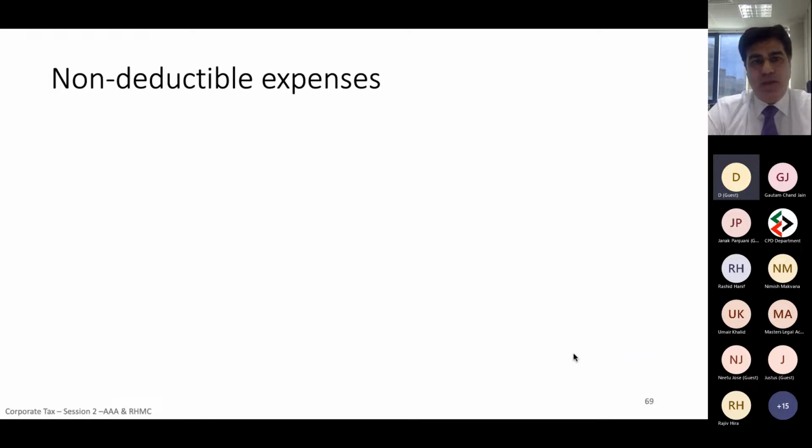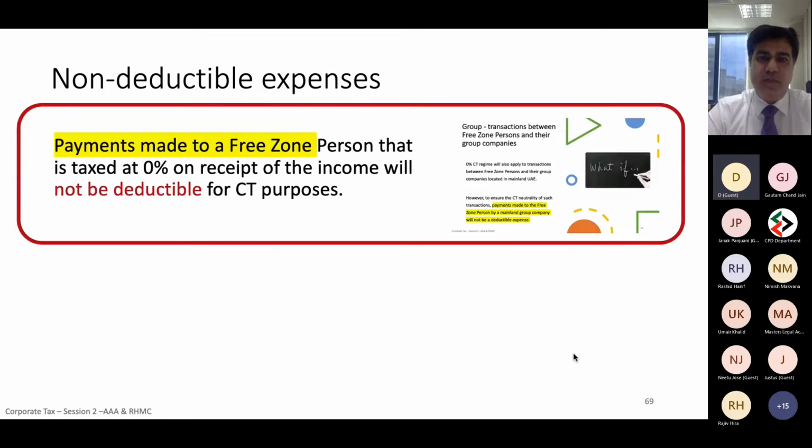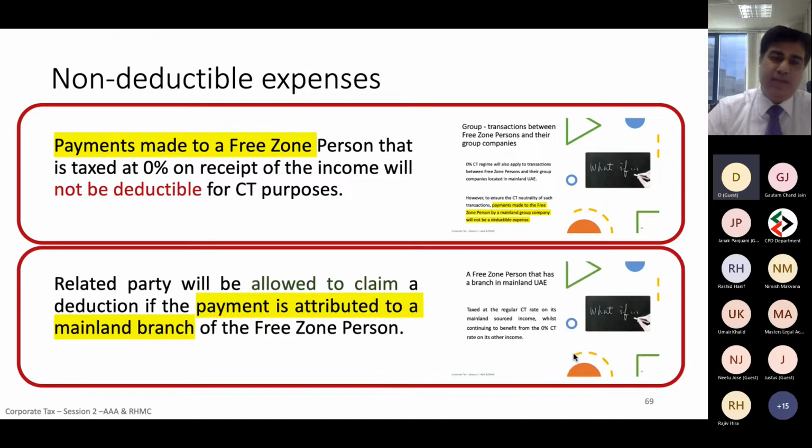Okay. Now there are expenses which are defined as non-deductible expenses. Let's look at what we referred to in the previous slides also, but just bringing it back. A payment made to a free zone person that is taxed at 0% on receipt of income will not be deductible for corporate tax. You remember we have referred to this. I just pinned the slide itself here. So you will not be allowed to claim that expense.